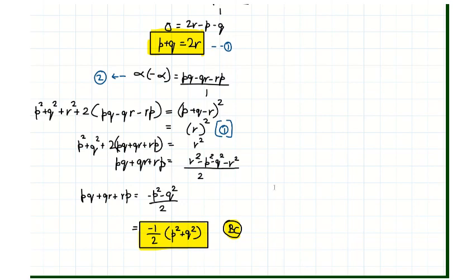Cancelling r square from both the sides, we get pq plus qr plus rp equal to (r square minus p square minus q square minus r square) by 2. Pq plus qr plus rp equal to (minus p square minus q square) by 2, or minus 1 by 2 times (p square plus q square).